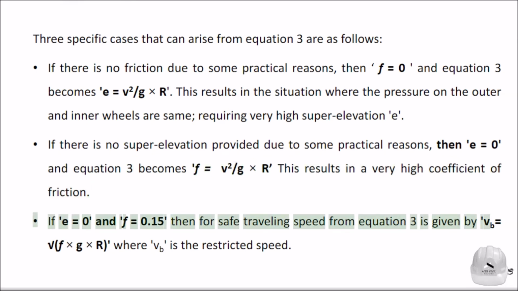If e equals 0 and f equals 0.15, then the safe traveling speed from equation 3 is given by V_b equals the square root of f times g times R, where V_b is the restricted speed.